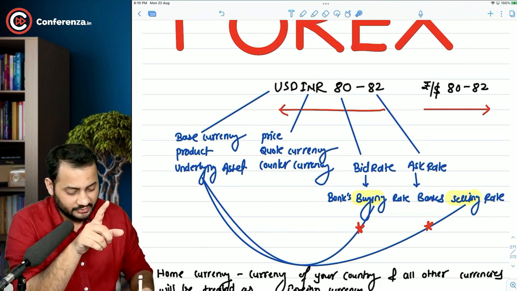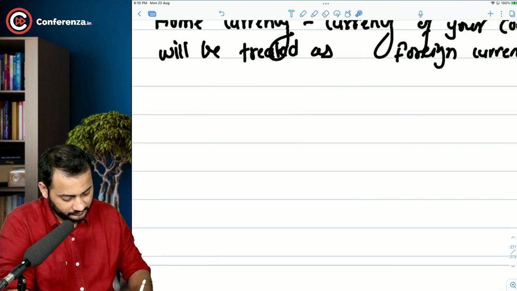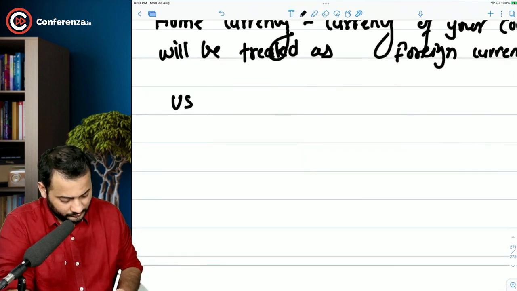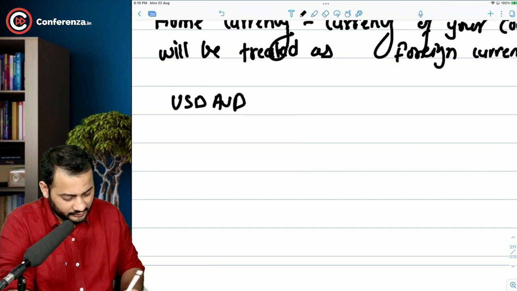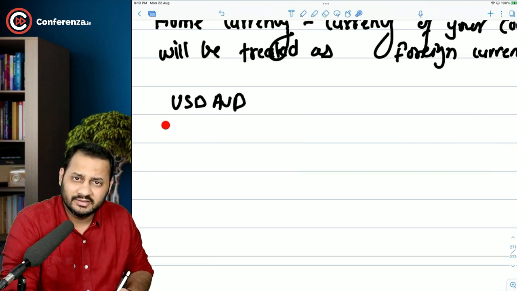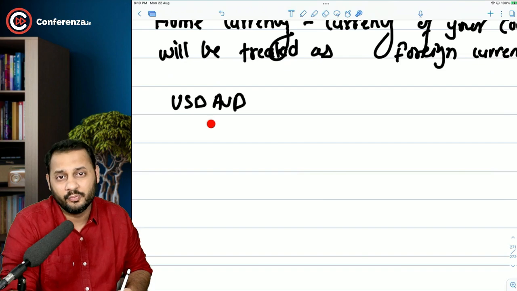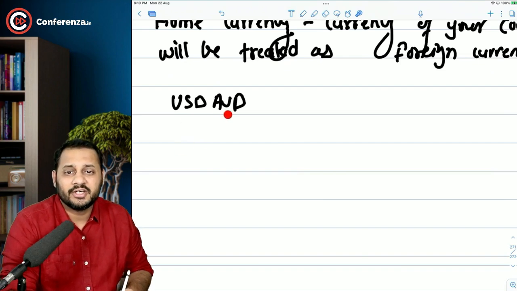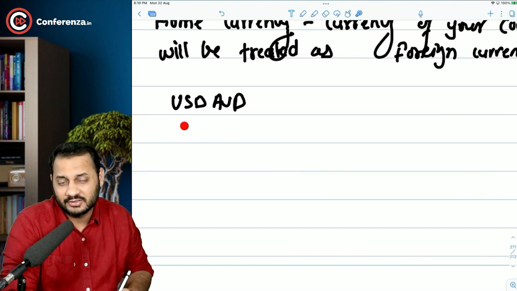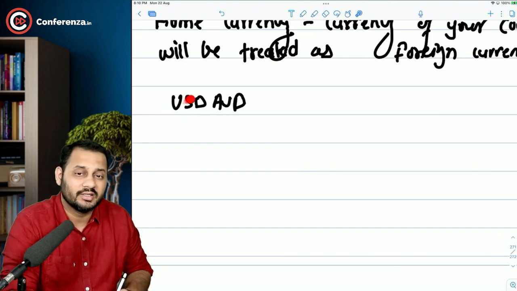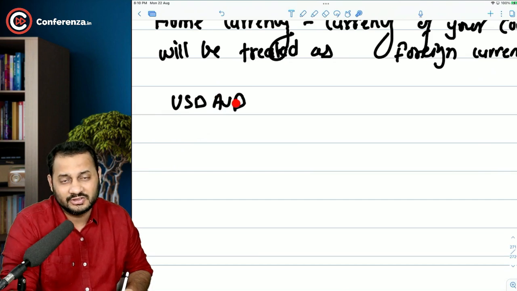If the question is in the form of, see, I will tell you, USD, AUD. Now, both of these currencies are foreign currencies to me. None is the home currency out of these, because my home currency is Indian rupees. If I am Australian, then Australian dollar will become my home currency and this is foreign currency. If I'm American, this will become my home currency and this is going to be foreign currency. So you better understand how to know which currency is your home currency.